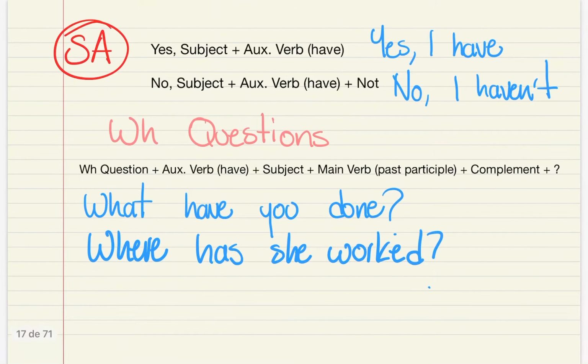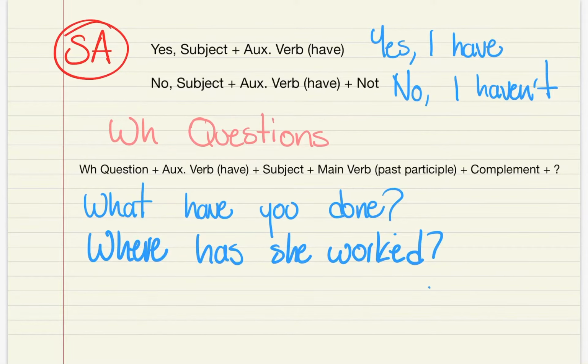Very good. And remember that we need a specific structure for answering these yes-no questions. Recuerden que tenemos que utilizar una estructura específica para responder las yes-no questions. And we have it here, y la tenemos aquí. If it's an affirmative answer, si es afirmativa, yes, then the subject, the auxiliary verb, and that's it. Yes, I have. Then we have no, subject, the auxiliary verb, and to finish the sentence, we're going to place a not. So that's why we have no, I haven't, or no, I have not. Okay, both are correct.